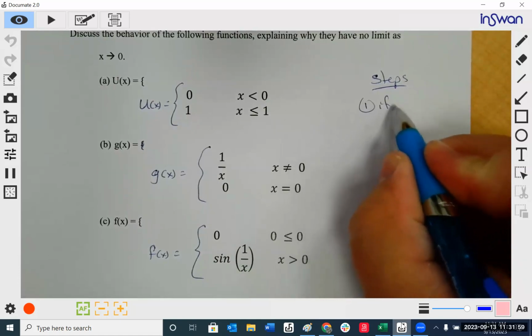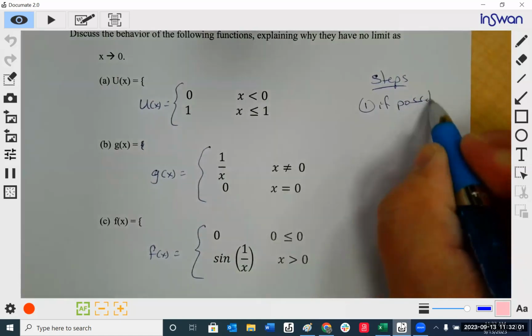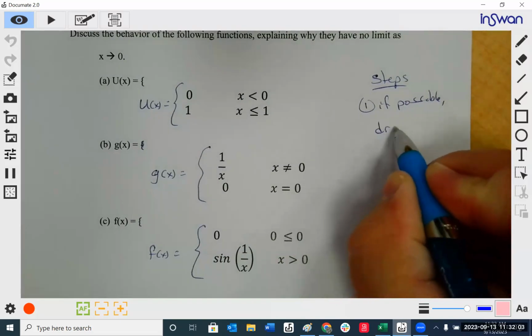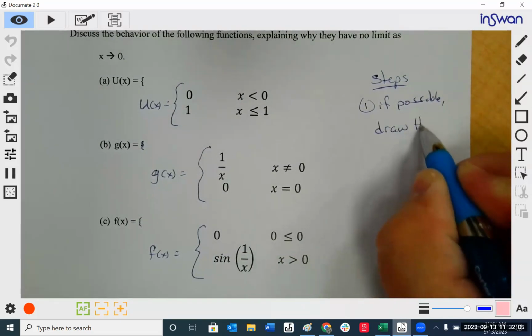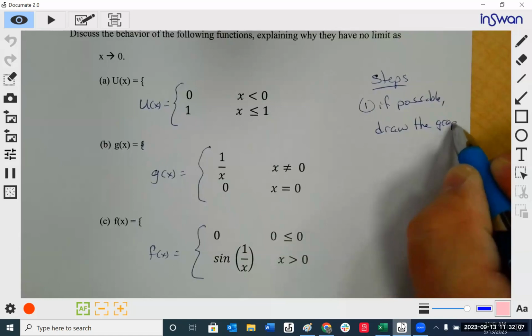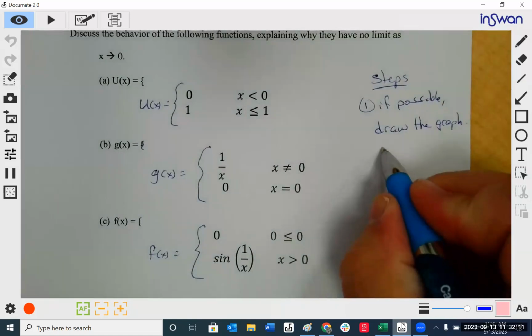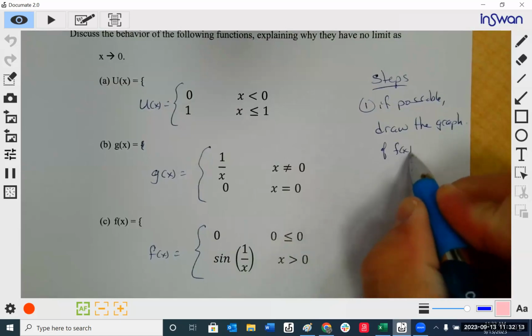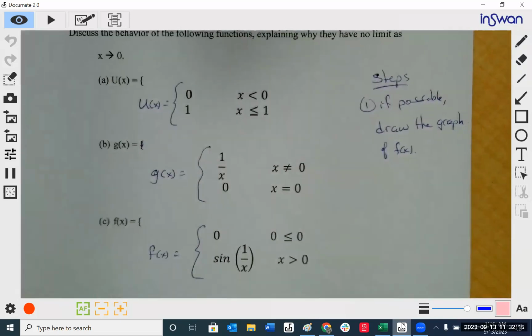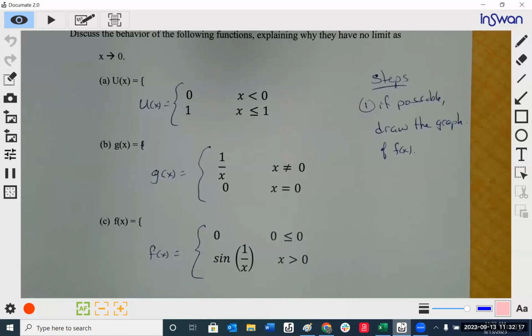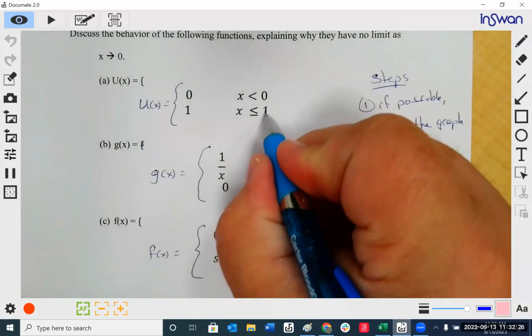If possible, draw the graph of the function. So this first one, go ahead and draw the graph of the first one, and let's see what it looks like. This is a mistake here. It should be 0.